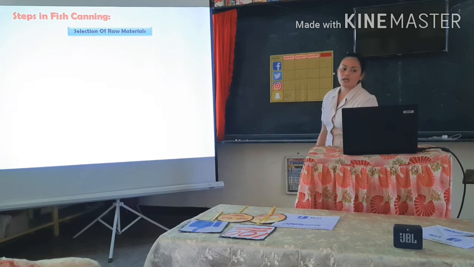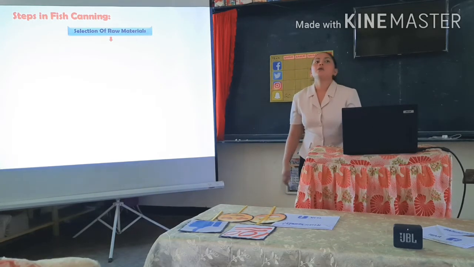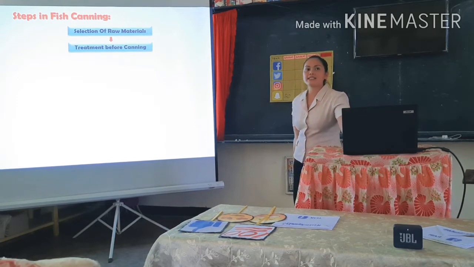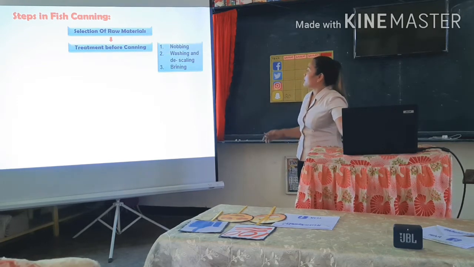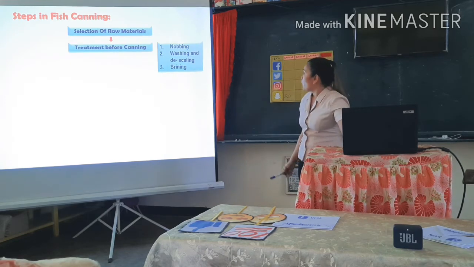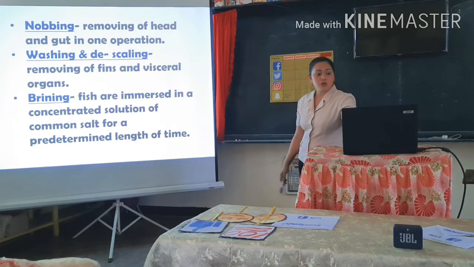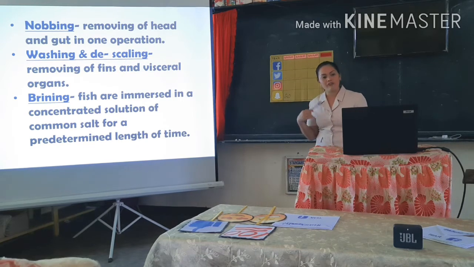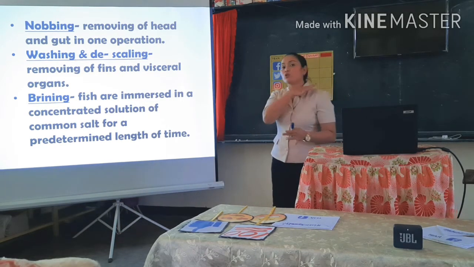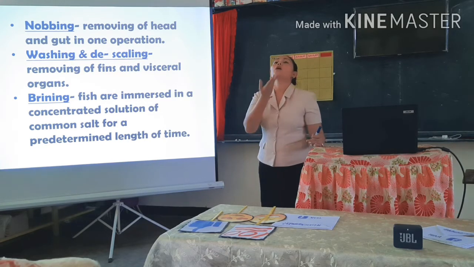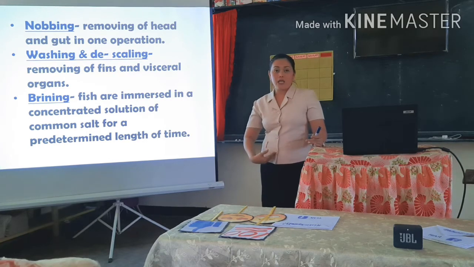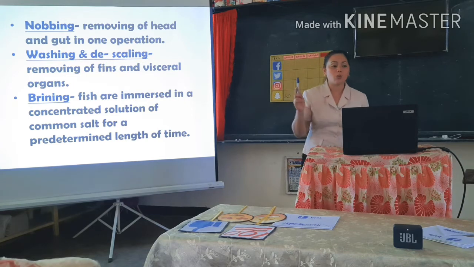Okay, next steps of fish canning. Everybody say, treatment before canning. Treatment consists of 3 stages. Number 1 is knobbing. Number 2, washing and descaling, and number 3 is priming. Knobbing is the removal of head and gut in one operation. So una, puputulin lang ulo. Pangalawa, yung gut, from the head, going straight, dito hihiwain straightly in one operation. That is knobbing. Next is washing and descaling.